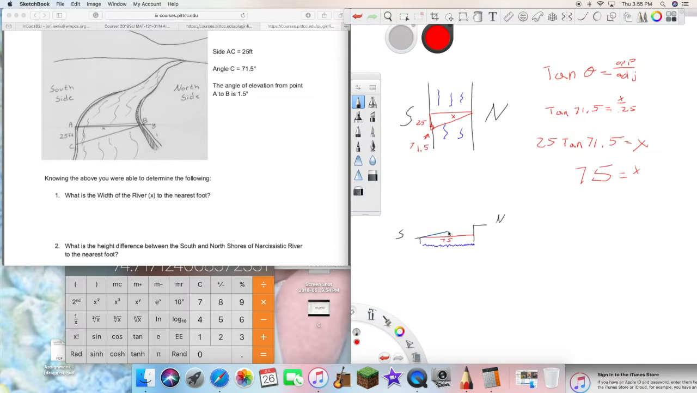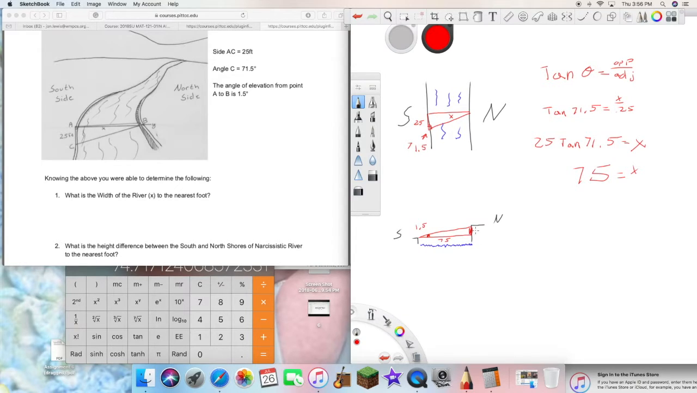And now our job is to find this height difference right here. Okay? So what else do we know? Well, if you look at the paper, it says that the angle of elevation between A and B, this angle right here, this is what we call the angle of elevation. This was point A, this was point B. That angle of elevation is 1.5 degrees. So knowing this, we can figure out what this distance here is, which we're going to call y.